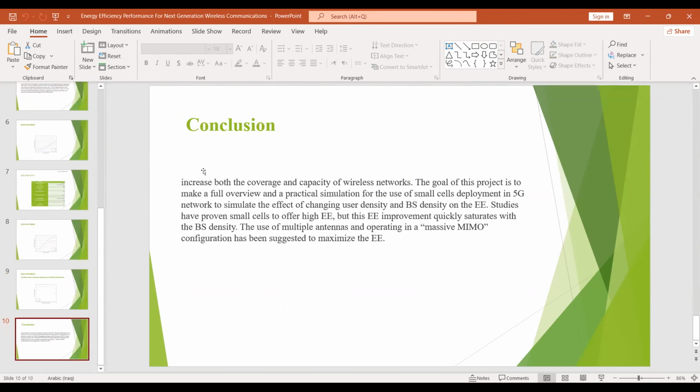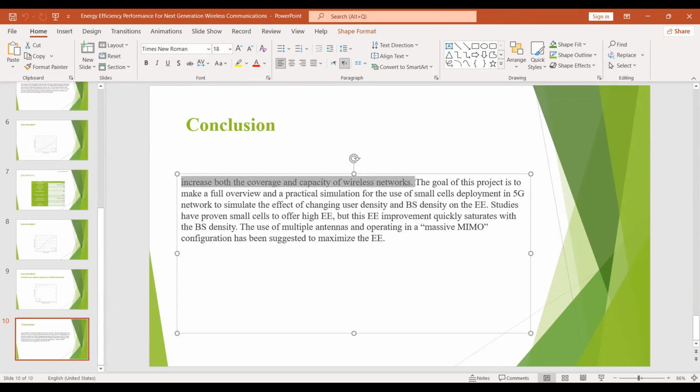So here we have the conclusion. The conclusion talks about increasing both the coverage area and capacity of wireless networks, and the goal of this paper is to give a full overview of practical simulation of small cell deployment in 5G, regarding the charging density between base stations and the energy efficiency. The study has proved that small cells affect energy efficiency, as much as we use massive MIMO. And that's it. Thank you all.